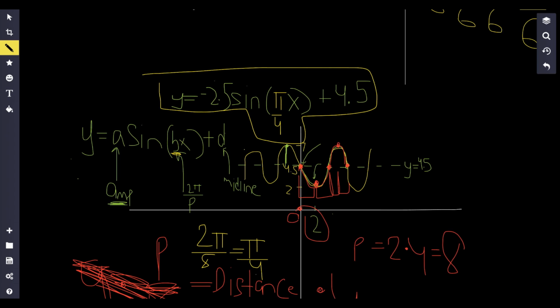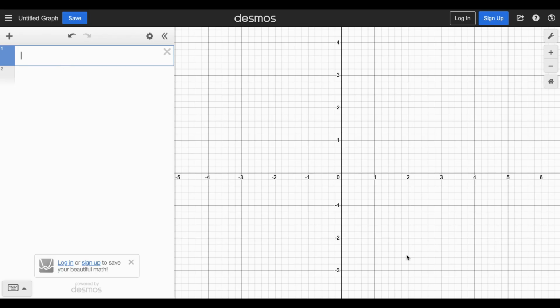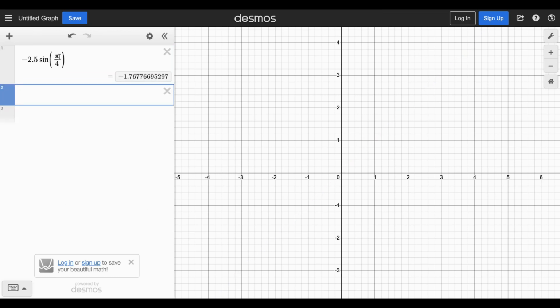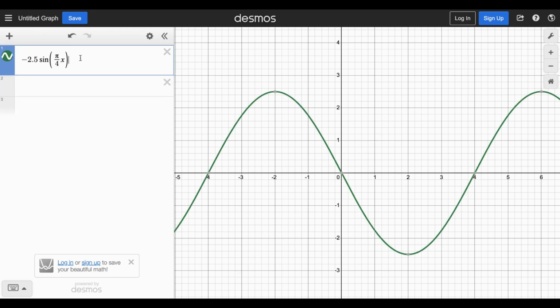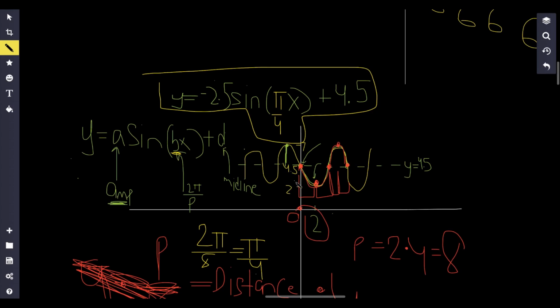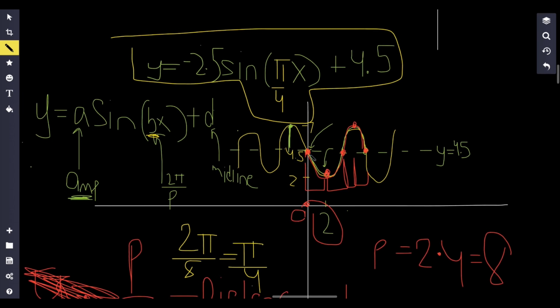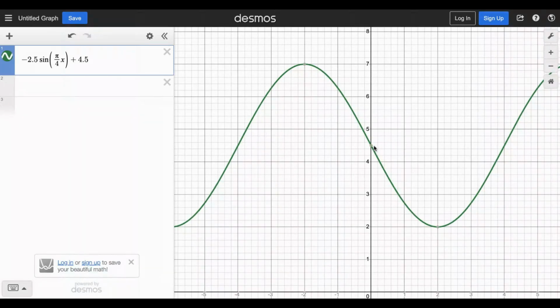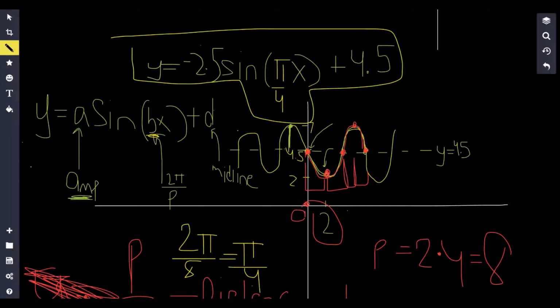And just for good measure, if you have a graphing calculator, you can check the answer. It's 2.5 sine of pi over 4x, plus 4.5. Let's see if our answer is correct. We know that at x equal to 0, it hits 4.5. Let's see if this is correct. This is a good first start.